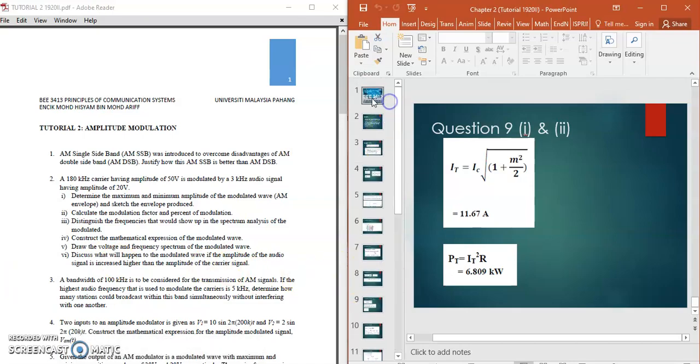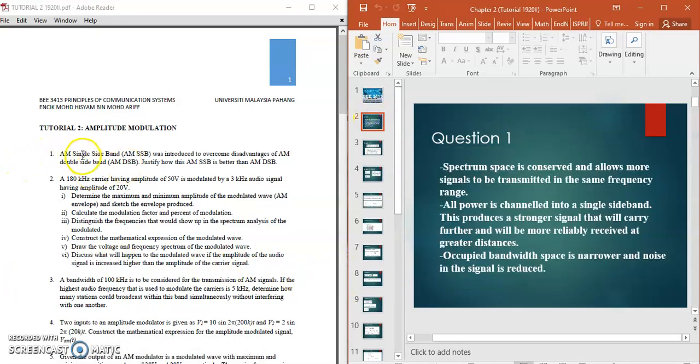Now, question number 1. Single sideband was introduced to overcome the disadvantage of AM double sideband. Justify how AM single sideband is better than AM double sideband. Okay, so this is the answer. Question number 1, theory. Now we go to question number 2.